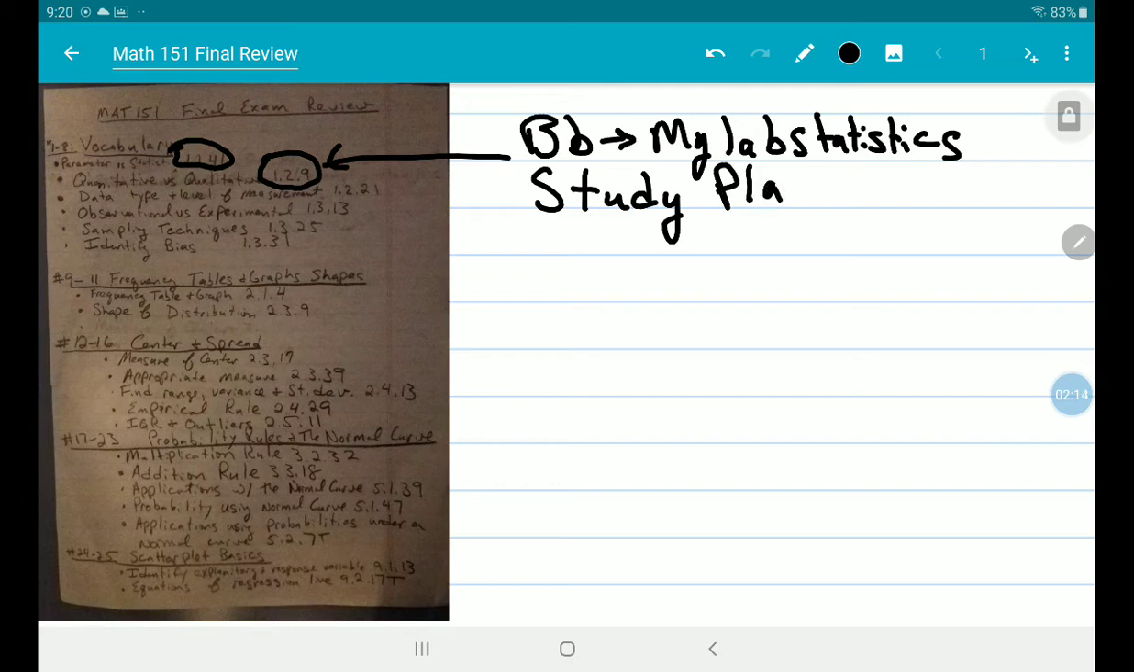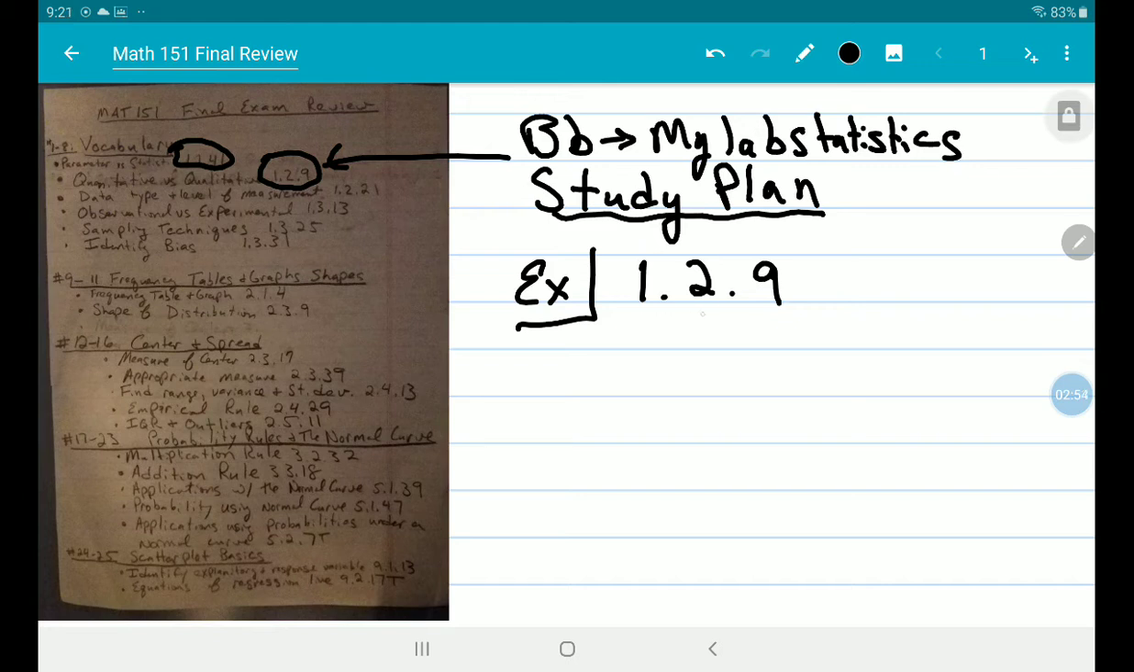The study plan is going to make very good use of this numbering system that I have over here. For example, if you wanted to get studied up on vocabulary and know the difference between quantitative and qualitative variables, then we're going to go to the study plan and look at 1.2.9. The first one was 1.1.41, but the second one's a little bit easier to read.